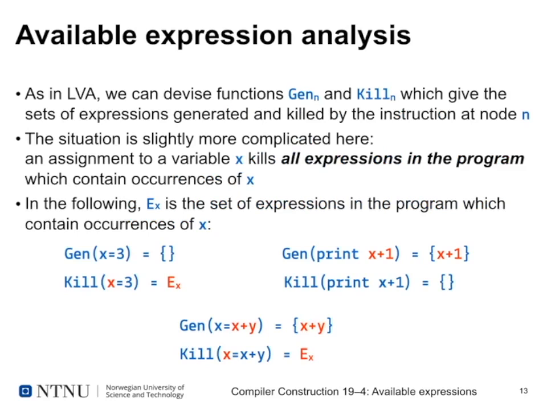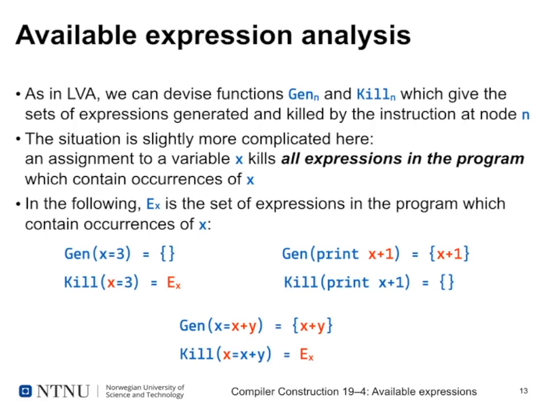So we see that this is pretty similar to what we've seen before. As in live variable analysis, we can devise functions gen and kill for each program point n, which give the sets of expressions generated and killed by that instruction at the node n we are just currently looking at. This situation is a bit more complicated here, because an assignment to a variable x doesn't just kill one expression, but in the worst case it kills all expressions in the program which contain an occurrence of that variable x. So it might be 0, it might be a larger number.